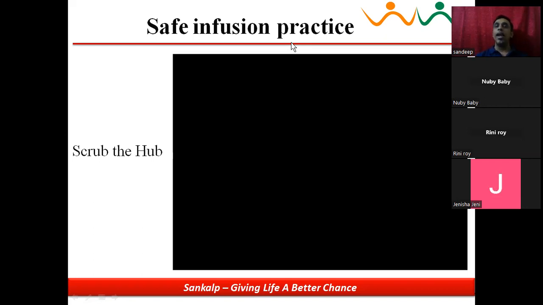So all these ANTT techniques are very important when we are handling the central line, especially when you're doing sampling or whatever you're doing. Even if we are wearing sterile gloves, we are not supposed to touch those key areas. Next, I'm going to show you a short video on safe infusion practice. This is called scrub the hub. Whenever we are touching the hub, the key areas, they have to be cleaned with the spirit swab, and only then touched. After using also, we have to clean with the swab.